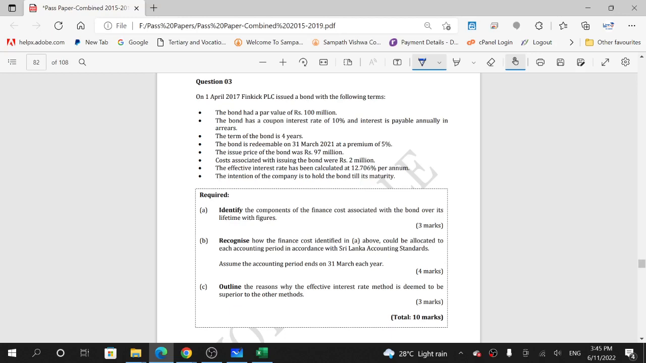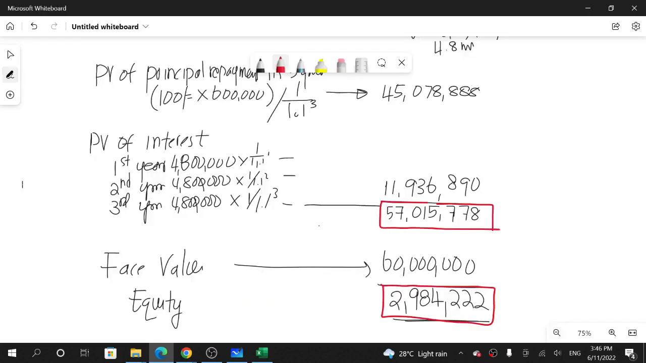What you want to tell in the answer, the first thing is you want to identify the components of the finance cost. Easy, right? Which we have done in our class. Right, what are the components? Because I showed this through an example as well, right? Okay, what are the components that you can find there?